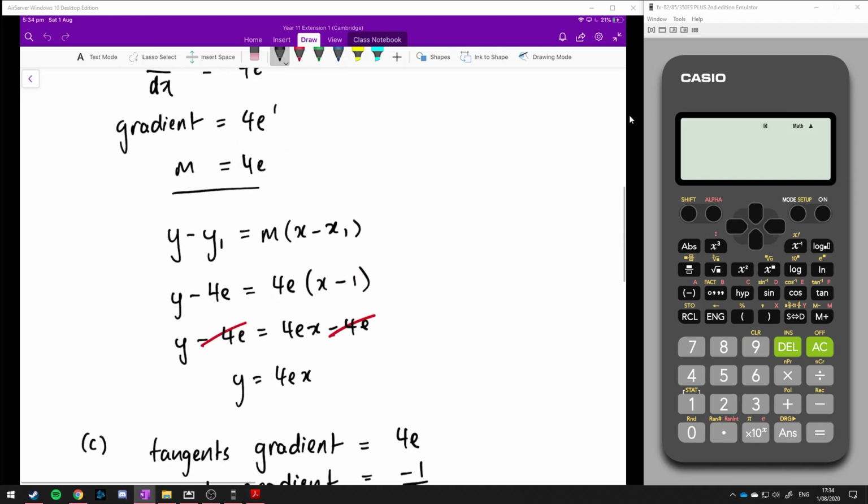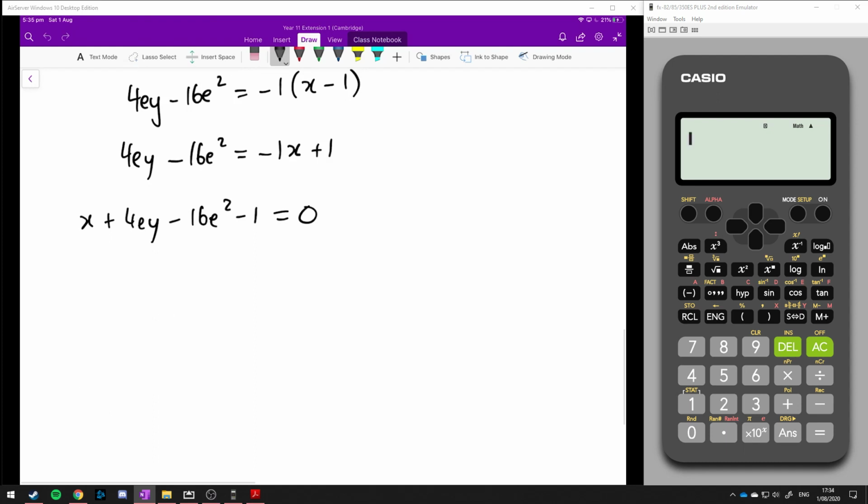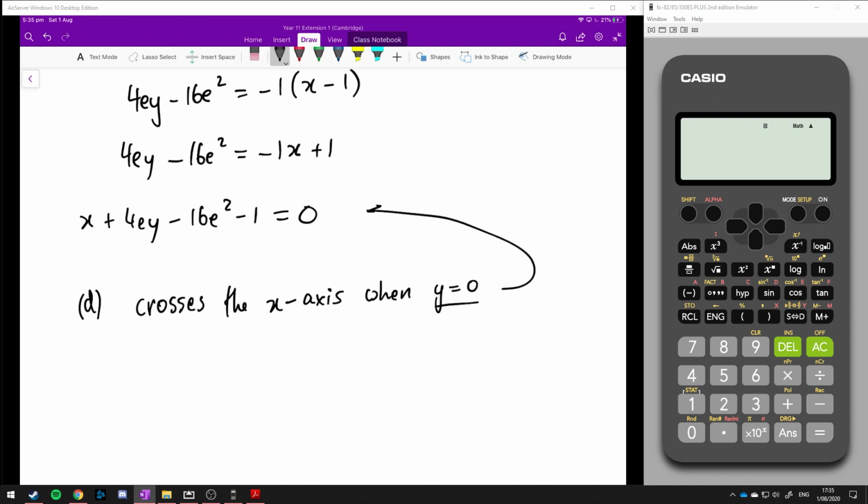The next question says, part D, find the point B where the normal crosses the x-axis. So that's part D, not part B. We know that a line crosses the x-axis when y is equal to 0. So that's what we're looking for: when y is equal to 0, and we're looking at the normal.